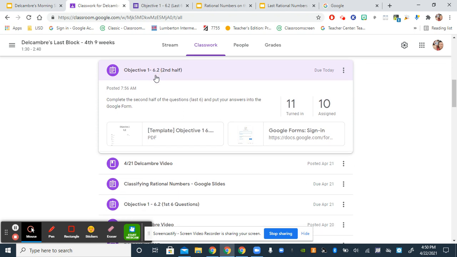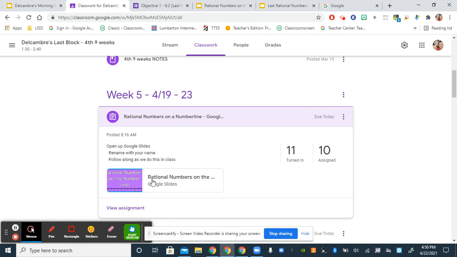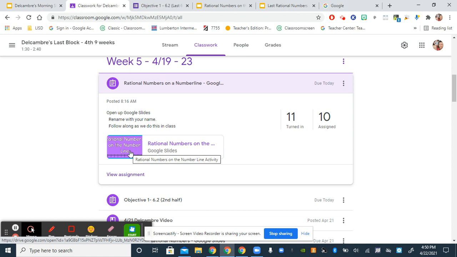What we did in class today was rational numbers on a number line. It's a Google Slides, so you're going to click on it. I have seen some people have issues, about 2 people. I uploaded this using a Google Classroom assignment instead of Kami, so that may have been a reason. If you have a problem with this, please let me know.